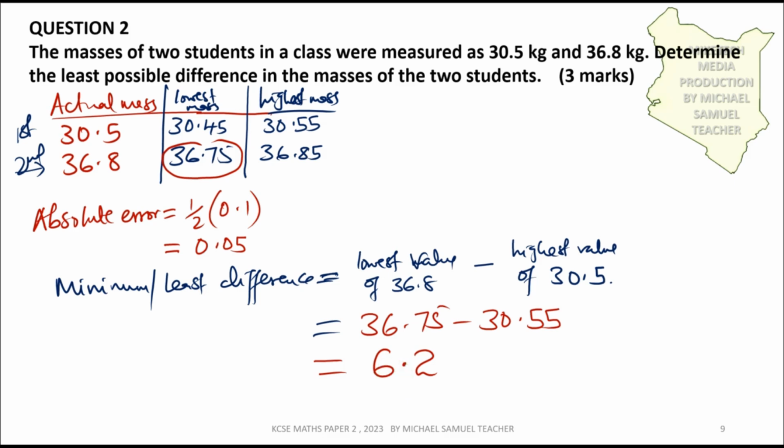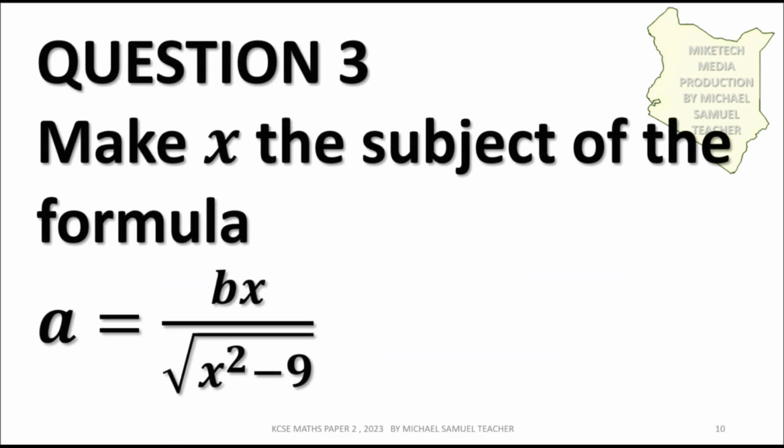So then we can proceed to question number 3. Make x the subject of the formula a is equal to bx all over the square root of x squared minus 9.